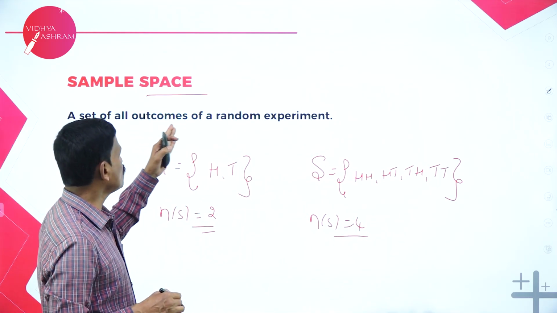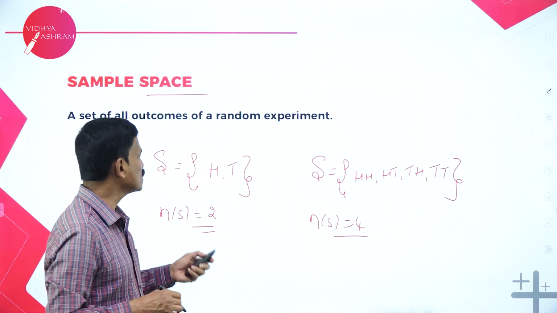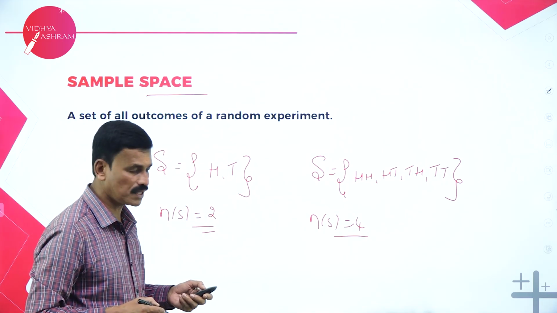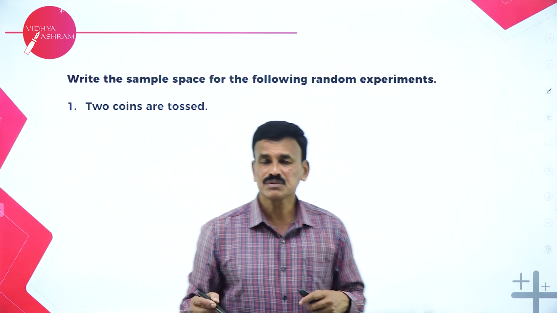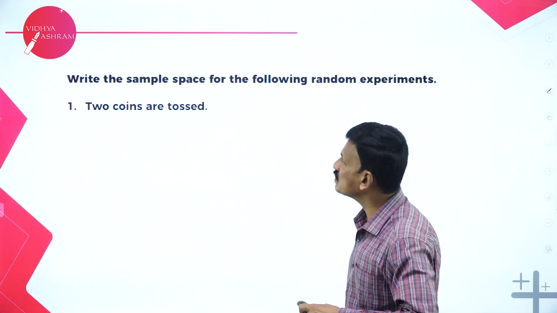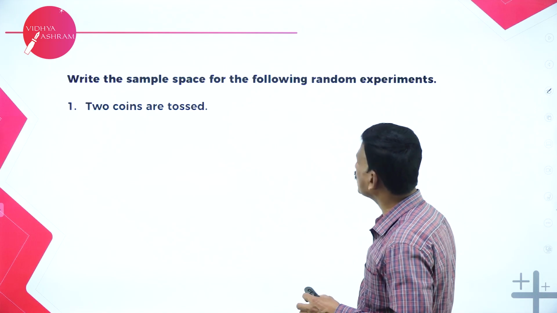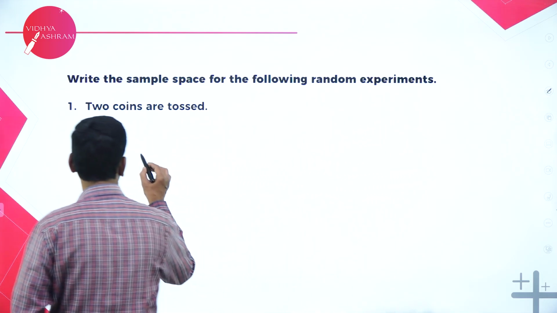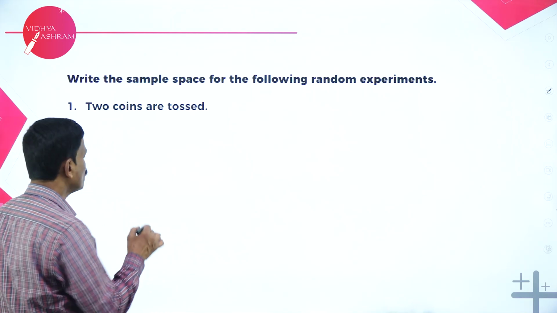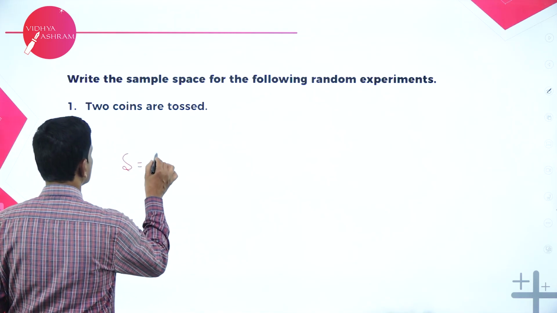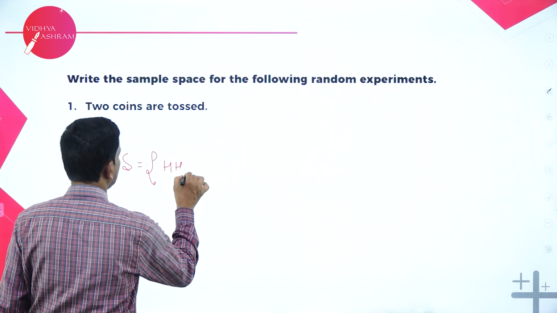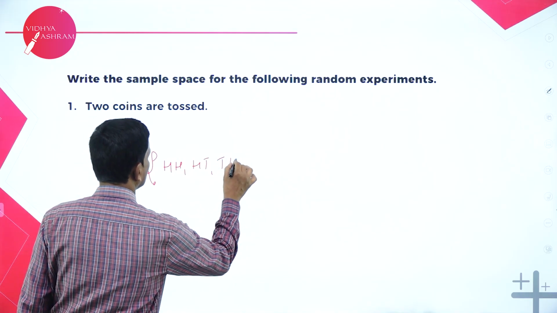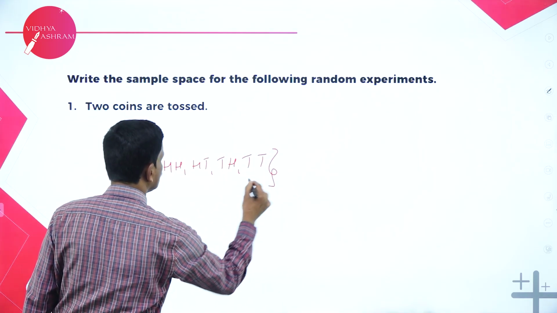So the set of all outcomes of a random experiment is nothing but a sample space. Now, knowing this, let us take simple problems. One more question: write the sample space for the following random experiment. Two coins are tossed. If two coins are tossed, what are the possibilities we are going to get? S is equal to {head and head, head and tail, tail and head, tail and tail}.